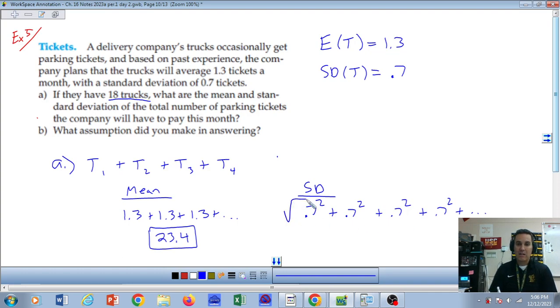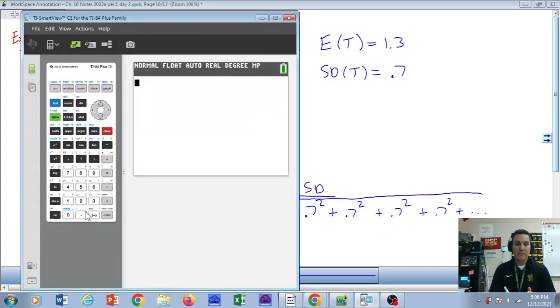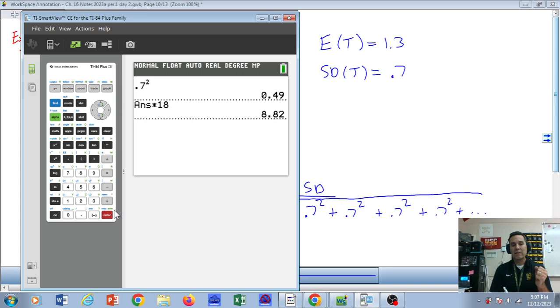And then you will square root it. A little bit bigger than the Pythagorean theorem because you got 18 trucks in this one. So 0.7 squared is 0.49. You could just take the 0.7 squared and times that by 18, because you're basically adding up 18 of the variances. So you could do the variance times 18. There's 18 variances, and then you're going to square root that after you've added up all those 0.49s.